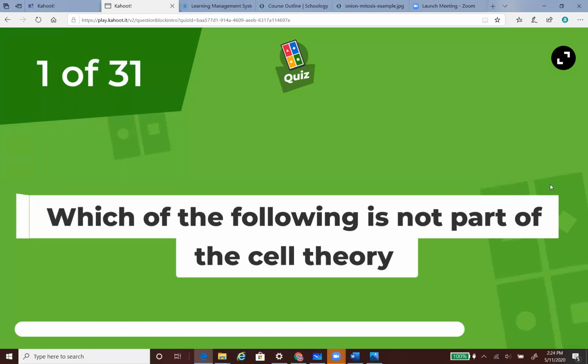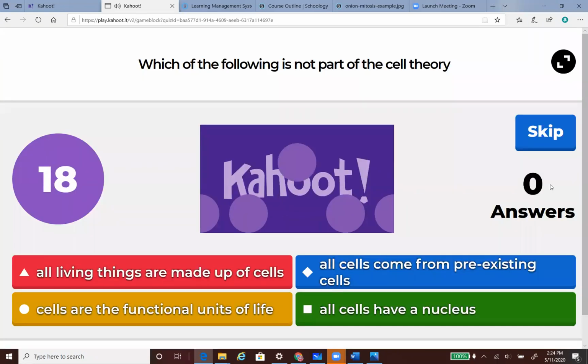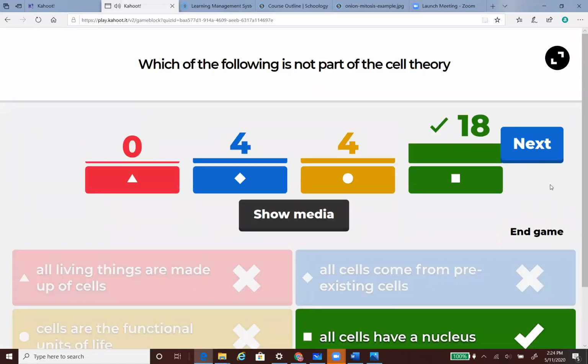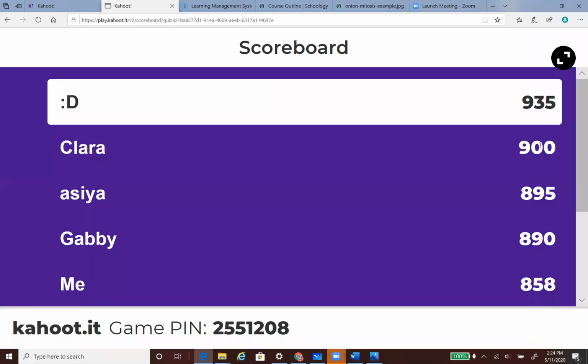Which of the following is not part of the cell theory? That's it. Not all cells have a nucleus. The other three statements are part of the cell theory. All right. So, next question. Well, D's in the lead.